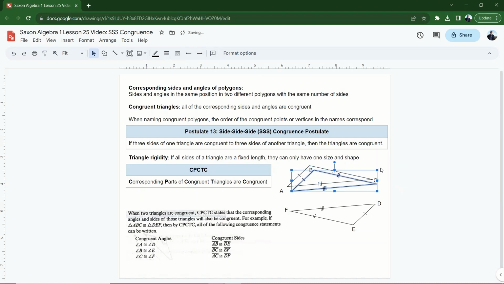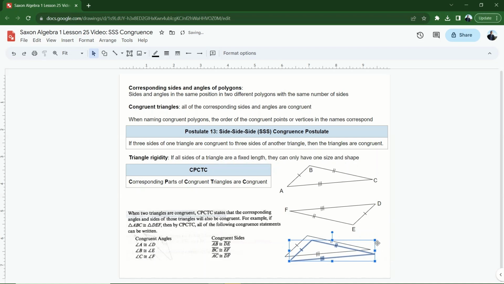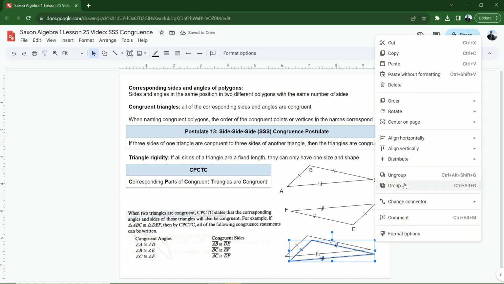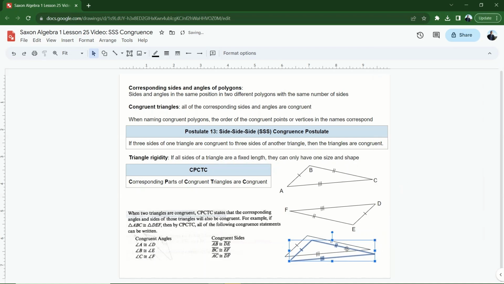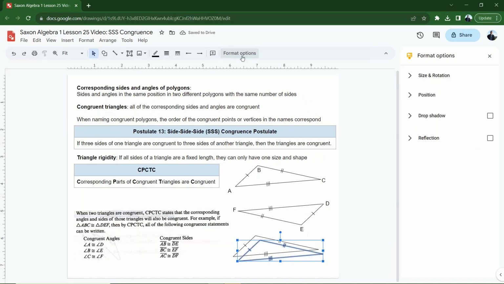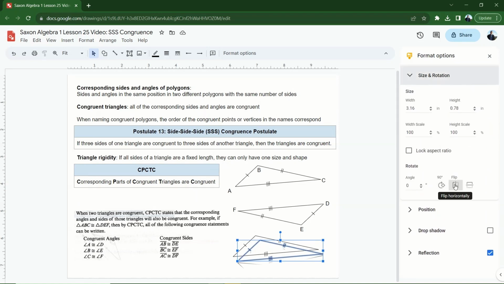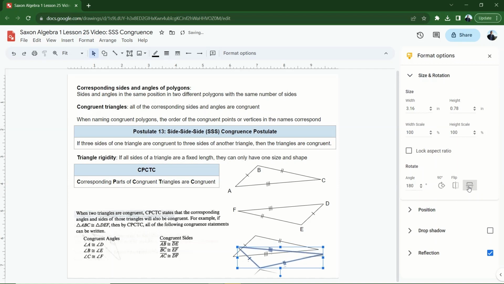What if I took a triangle like this? We're just going to move it, we'll put it down here. And what if I made a copy of the same triangle, I'm just going to group this together again. And then I'm going to do something. We're going to go to Format, Reflection, and that's not what I want to do. Size and Rotation, and then I am going to flip this vertically. There we go. Hey, do I still have congruent triangles?